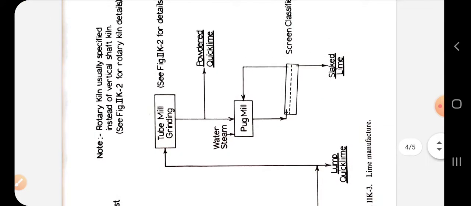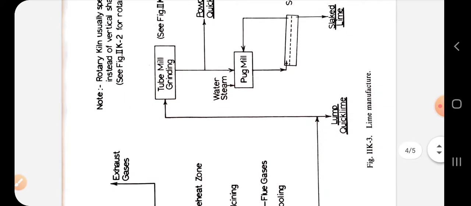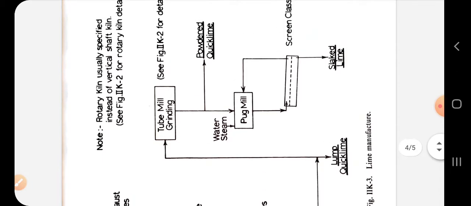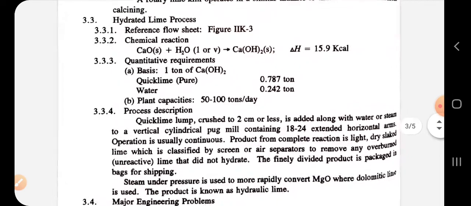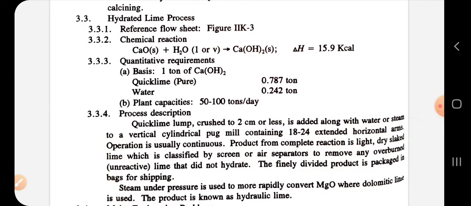In this hydrated lime process, if we are not stopping at lump grade, then the capacity for slaked or hydrated lime, in terms of calcium hydroxide, is a plant capacity of 50 to 100 tons per day. So this was the hydrated lime process.